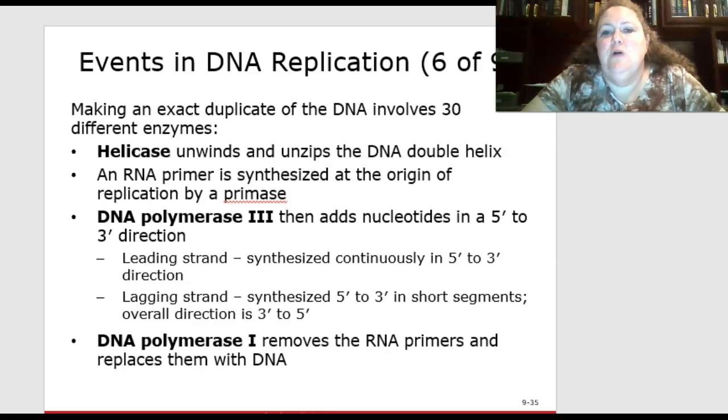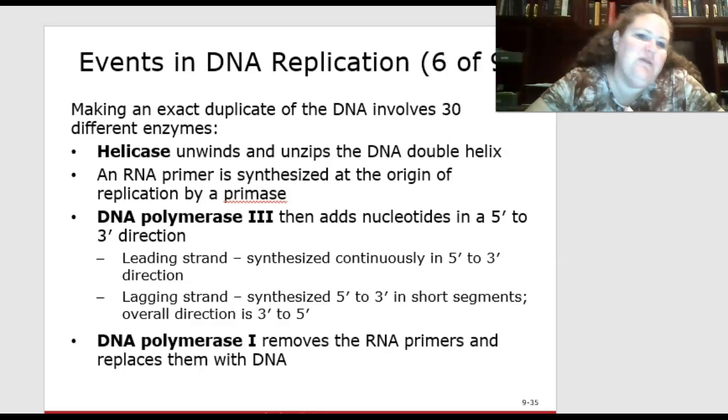So the helicase is going to unwind and unzip the DNA double helix. And then the RNA primer is going to be synthesized at the origin of replication by a primase. And then DNA polymerase 3 adds nucleotides in the 5' to 3' direction. This is the leading strand, which is synthesized continuously in the 5' to 3' direction, whereas the lagging strand, which is again 5 to 3, is made in short segments because it's like walking backwards. So the overall direction is 3 to 5 because we're putting segments together in the 3 to 5 direction.